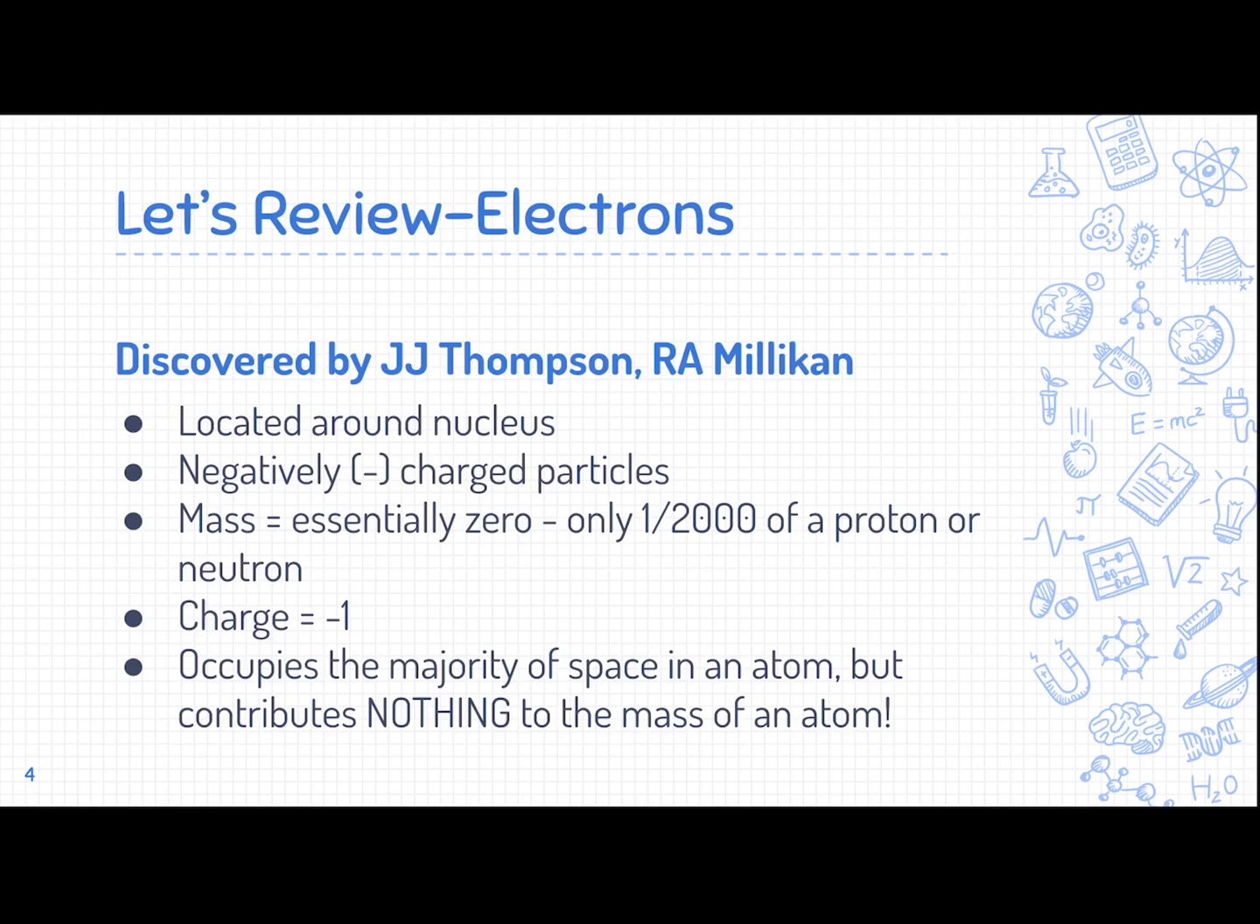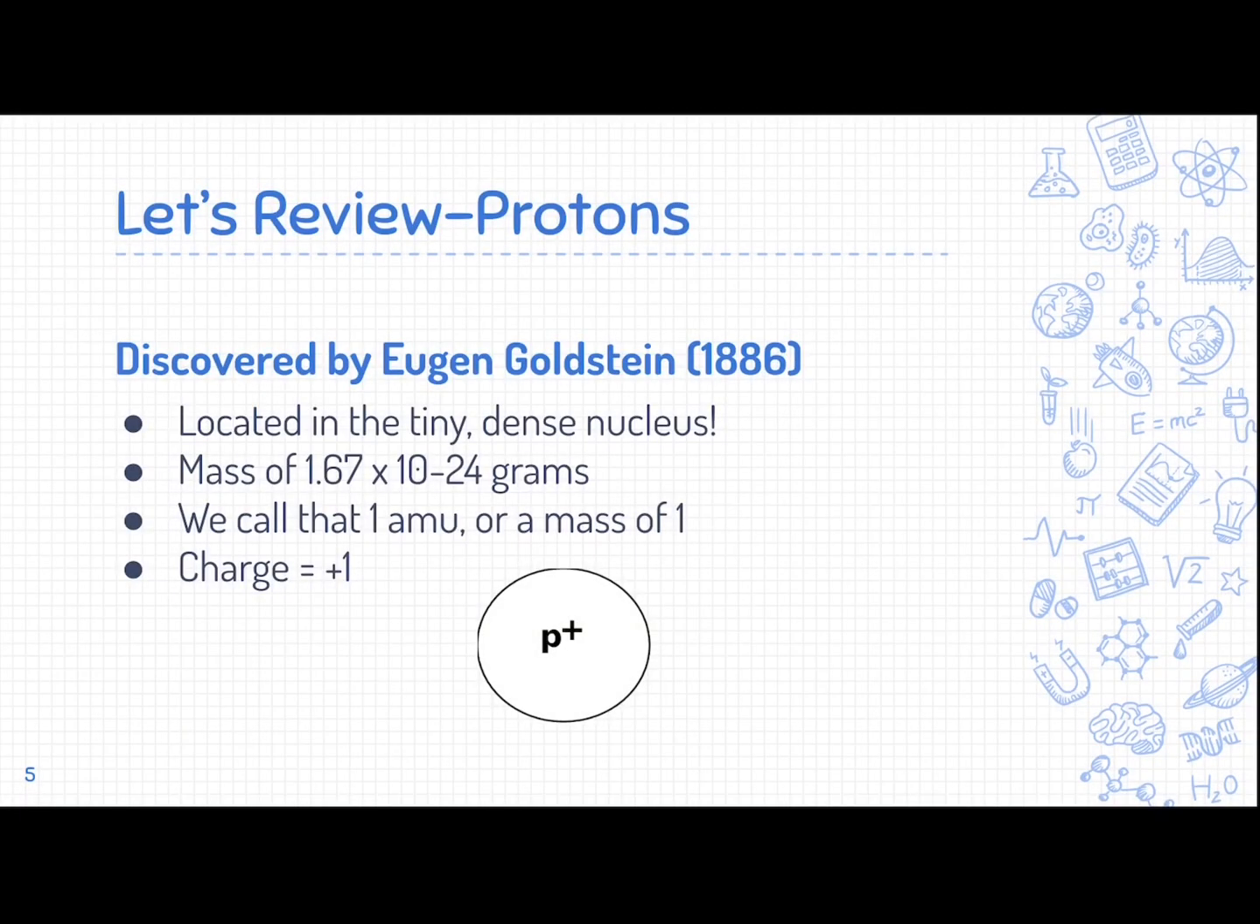Electrons, again, were discovered by J.J. Thomson and Millikan. They're located around the nucleus, kind of orbiting the nucleus in a wave type way. So the charge is going to be -1. Again, it occupies the majority of space in an atom, but it has pretty much no mass. It's super tiny.